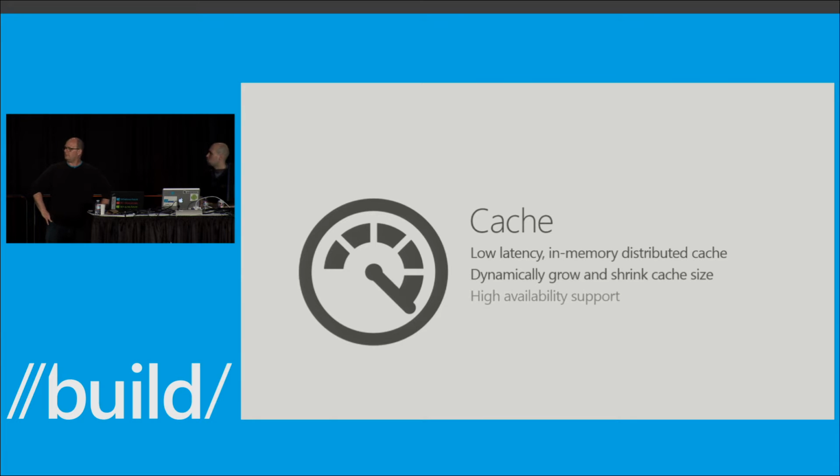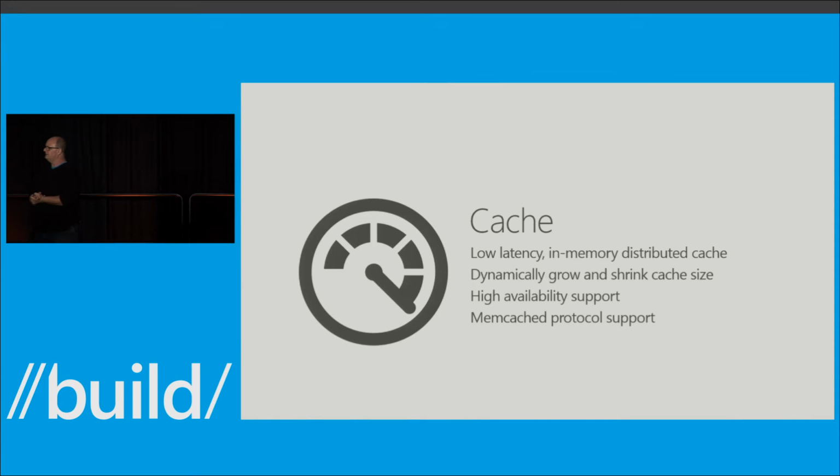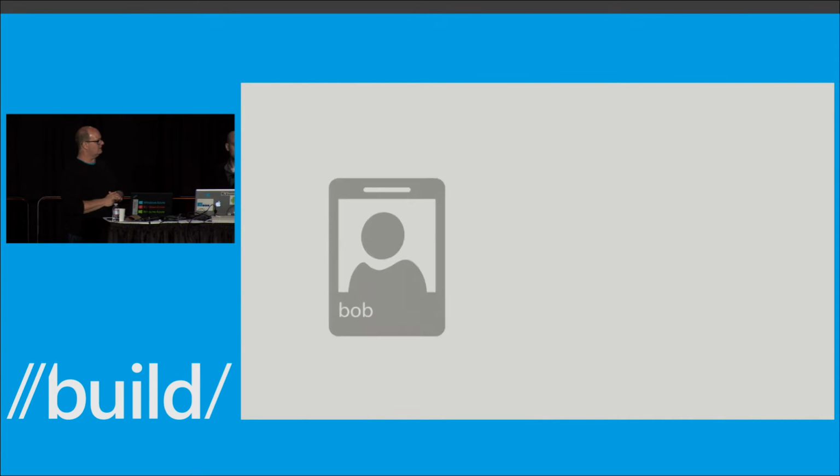Want to talk about cache? Yeah, so cache, as I mentioned, we've got Memcached, compatible low latency cache. It's got high availability support, so you can use it on multiple instances of the back end. You can dynamically grow and shrink the cache size depending on your needs at any particular time. Do you have anything else to add there? No? All right, that's good.